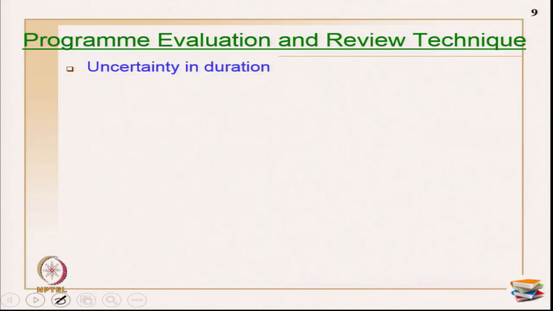PERT was developed mainly to handle uncertainties in duration. In CPM schedules, if you see, the duration is always deterministic. What I mean by that is, the duration consumed by any activity is always given as a single, deterministic number, and there is no uncertainty in the duration in CPM networks. In PERT, what happens is it allows uncertainty. The uncertainty is covered in 3 forms, 3 time estimates are given.